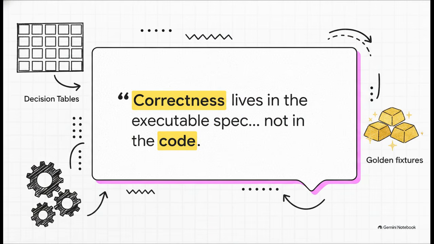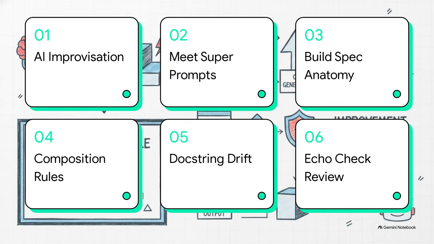And that leads us to the massive paradigm shift that's going to frame this whole explainer. The idea is this: correctness lives in the executable spec, not in the code. A super prompt exists to transfer exactly that truth. Prose, as it turns out, is incredibly dangerous. When you just describe what you want in plain text, you leave way too much room for interpretation. An executable specification, one made up of decision tables, invariants, and golden fixtures, now that is your ultimate source of truth.